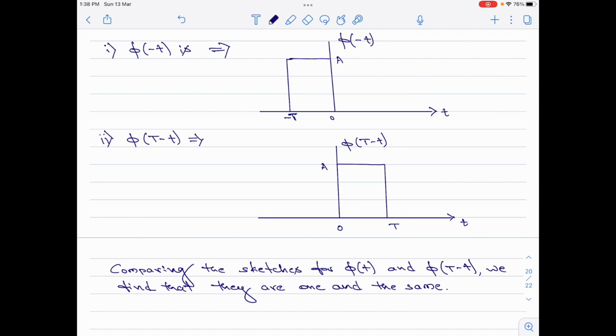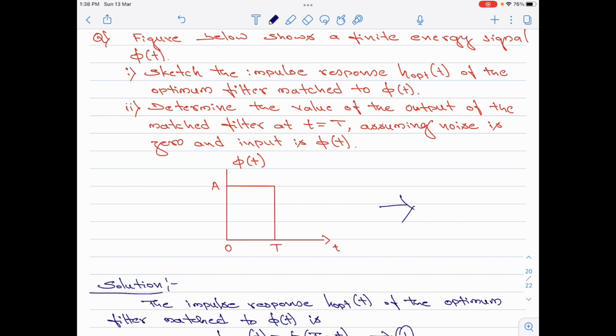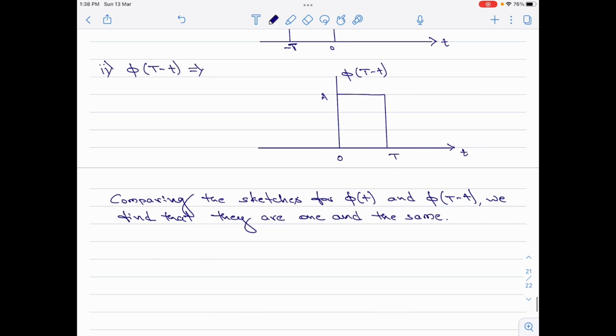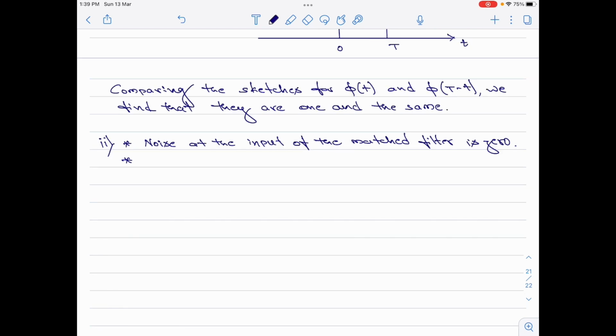Let me now move on to part B. The part B of the numerical says, determine the value of the output of the matched filter at t equals capital T, assuming noise is 0 and the input to the filter is phi of t. Let us start with that part here. We are told the noise at the input of the matched filter is 0. Also, it is given in the numerical that the input to this filter is nothing but phi of t.